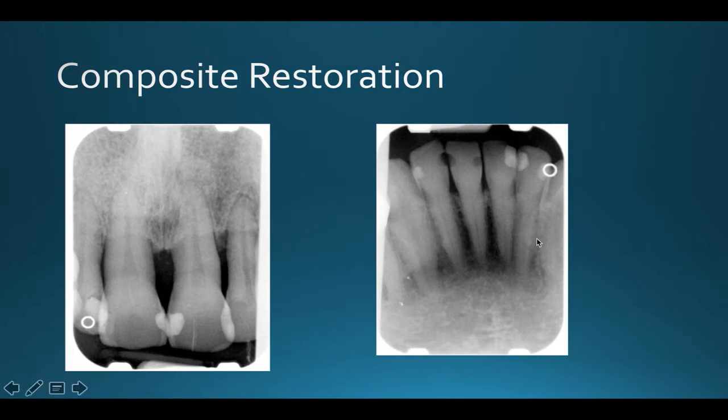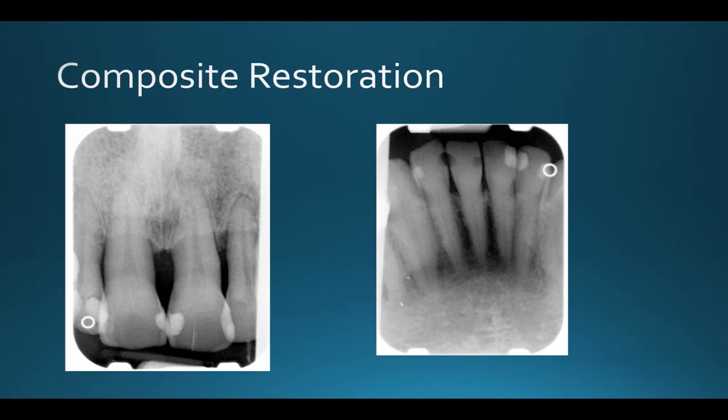The way that you can best tell that this is a composite and not decay is you can see how distinct everything is, very distinct margins here. Whereas decay is going to appear more like a V-shaped area through the enamel. So this is what your composite restorations are going to look like. And you can remember too, if you're not sure if it's composite or a different color material, composite is going to have a nice, very smooth outline.